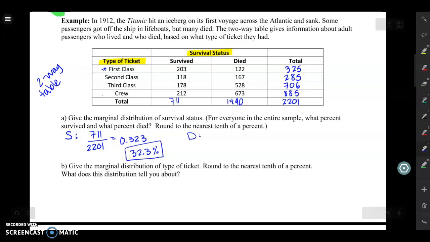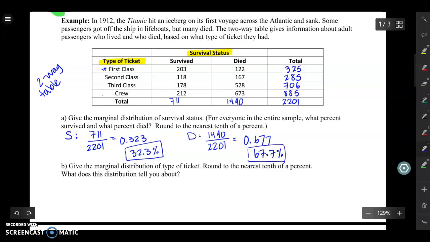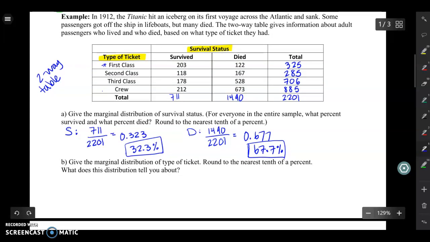And then to figure out what percent died, I would just take the total number that died and divide it by the total number of people that were on the ship. And I am going to get 0.677, which is the same as 67.7%. It's kind of crazy to think that 67.7% of the people on that ship died. That's a really large number. So again, to find these, we're looking at the total in the survival class divided by the total people that were on the ship.